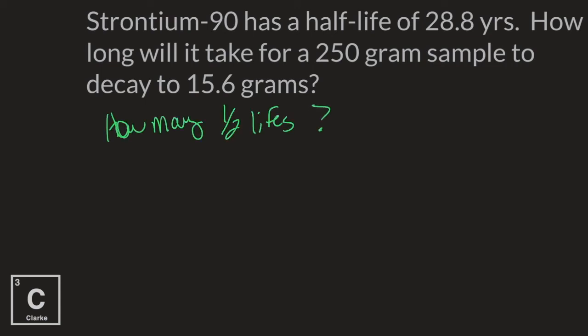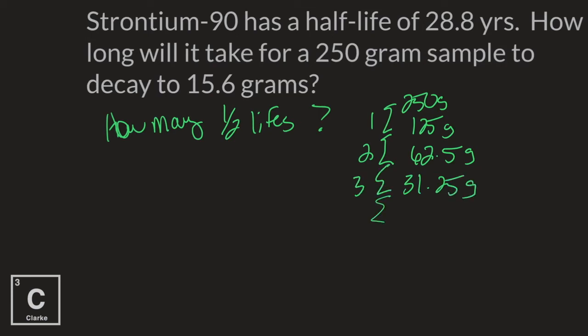We need to answer this first question, how many half-lives? We're going to work this problem completely backwards. We're going to take our 250 grams and see how many half-lives it takes to get to 15.6. So after the first half-life, we're at 125. Cut that in half, we get 62.5. That's our second half-life. Our third half-life, 31.25. And then our fourth half-life, we're getting 15.63. That seems close to me. It took us 4 half-lives.